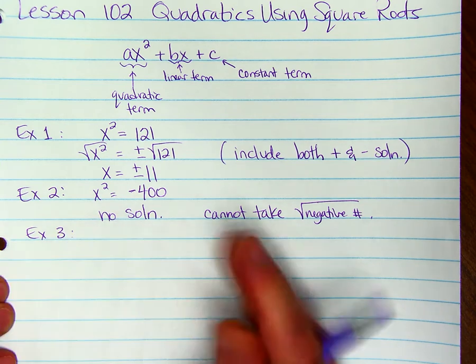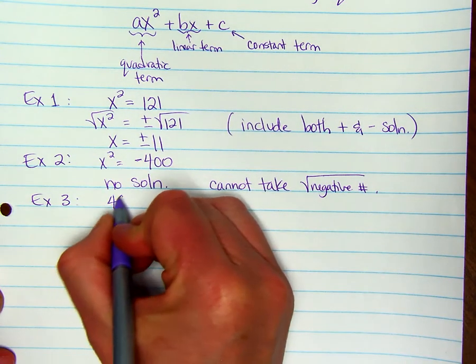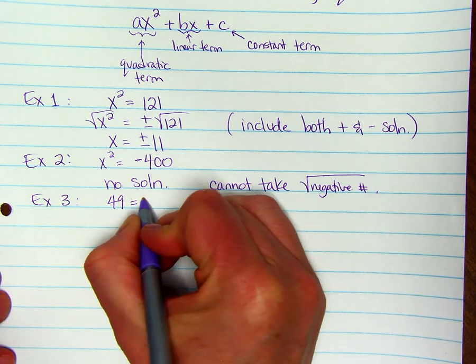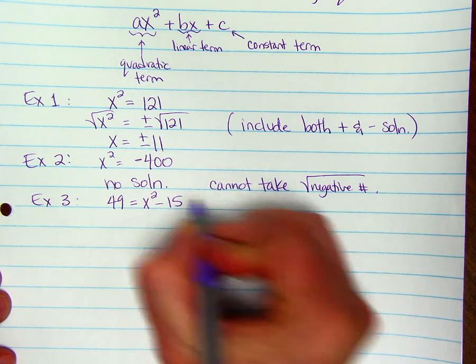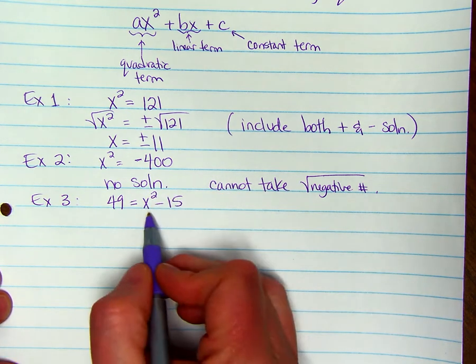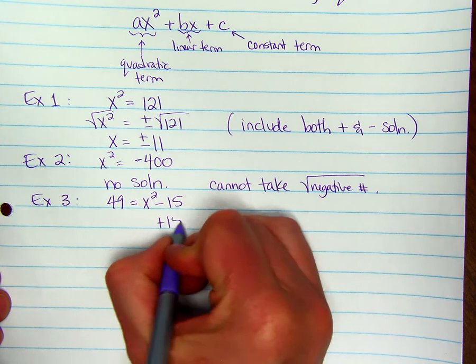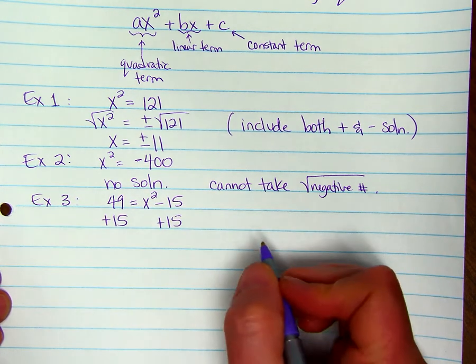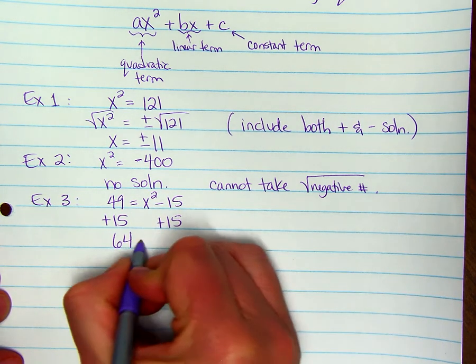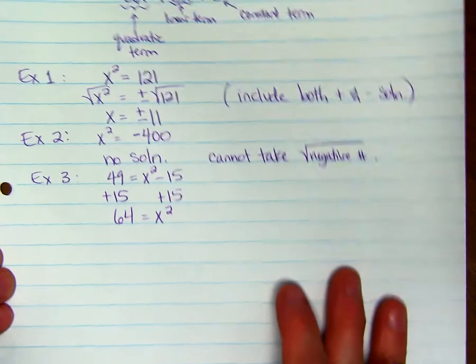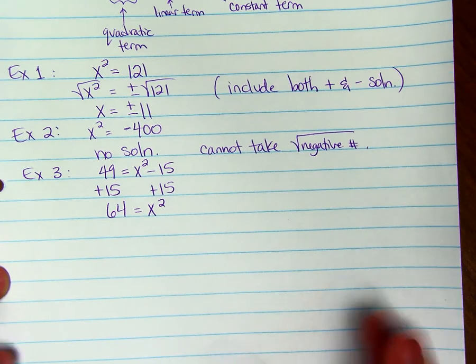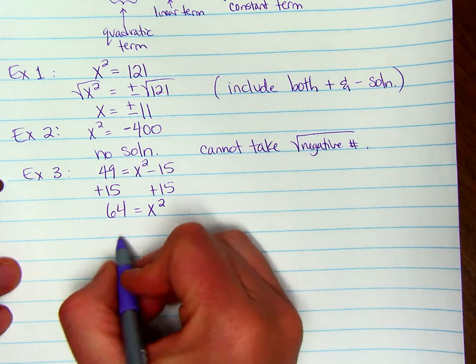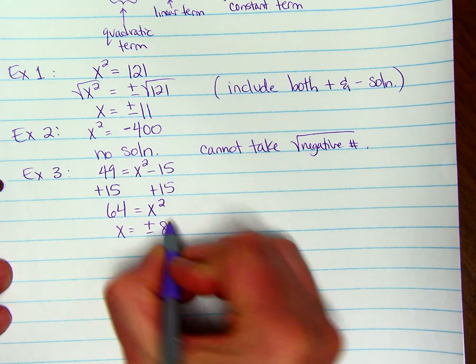Example 3. If we had 49 equals x squared minus 15, we want to get our quadratic term by itself. So we're going to add 15 to both sides, and we get 64 equals x squared. Now we have to remember, if we take the square root of both sides, that we need the positive and the negative. So x is going to be plus or minus 8.